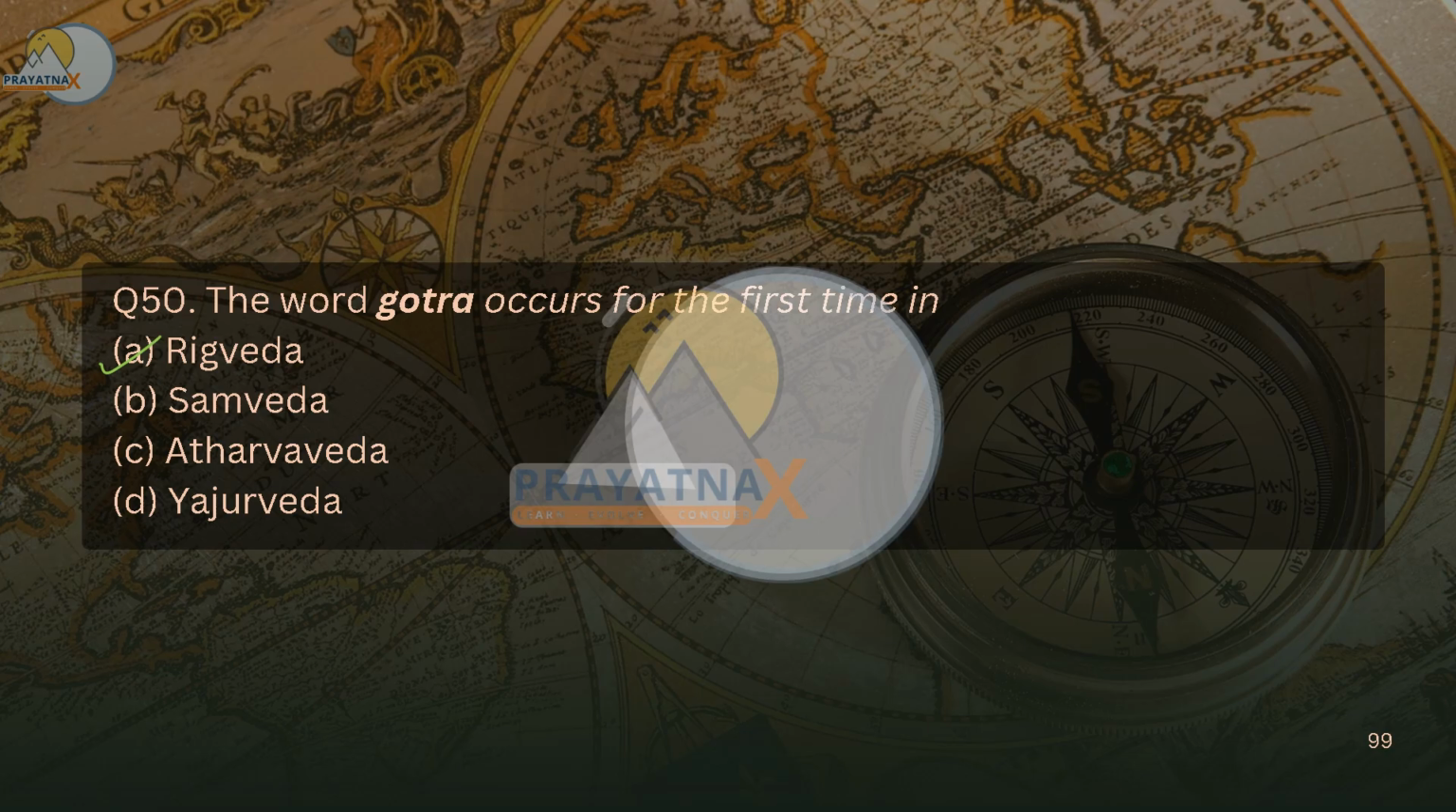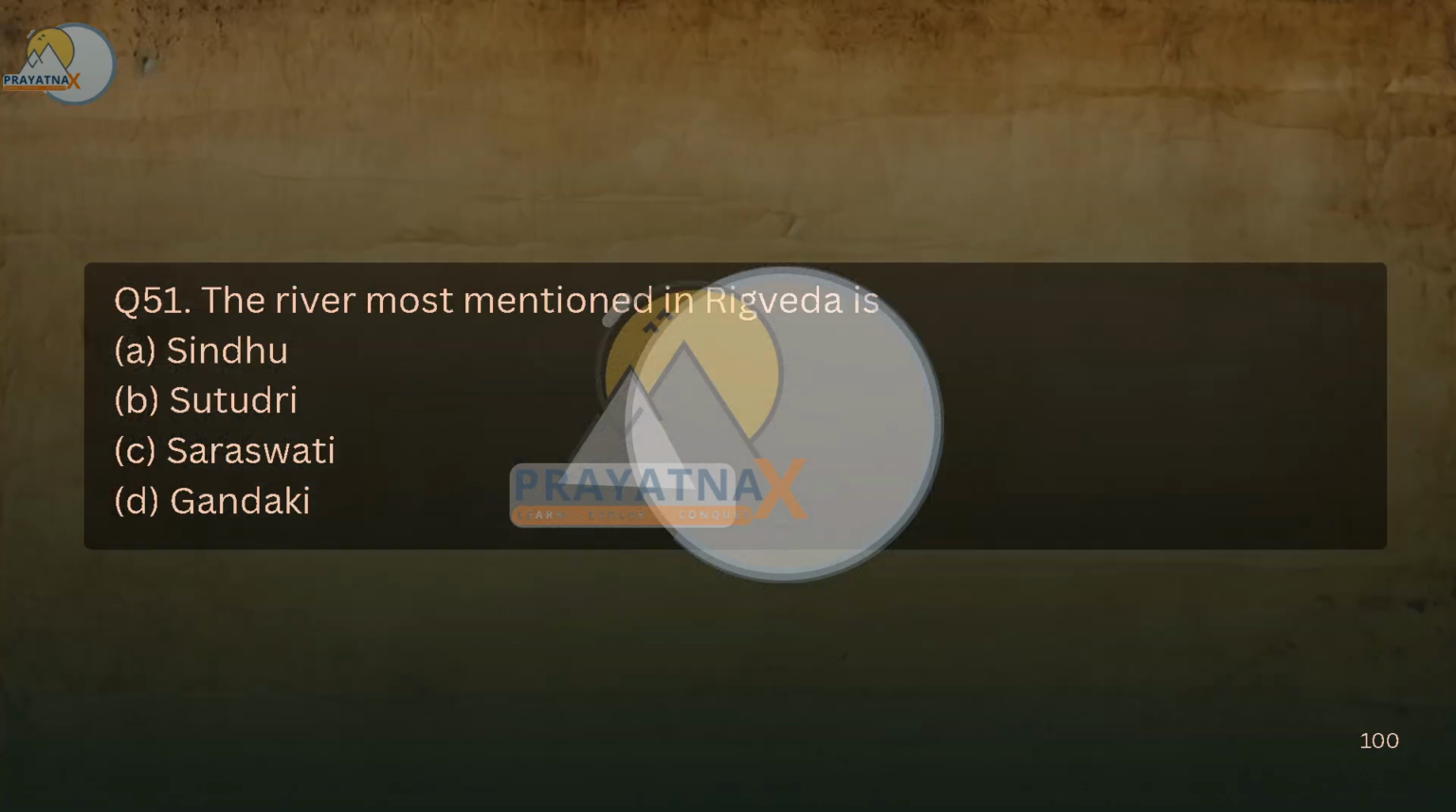Now moving on to the next question. The river most mentioned in Rigveda is A, Sindhu, B, Shutudri, C, Saraswati, and D, Gandaki. The river most mentioned is the river Sindhu, and another river which was mentioned was river Saraswati, which is now lost. Sindhu was the most important river and it had 7 tributaries.